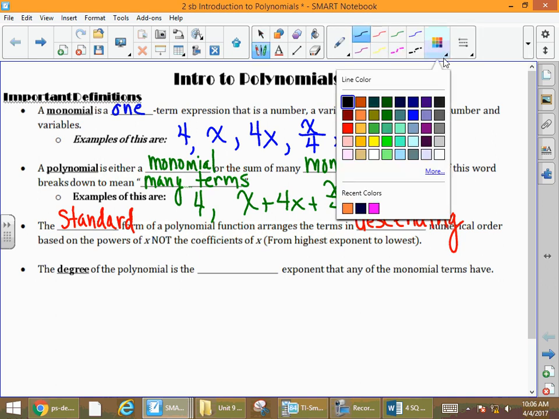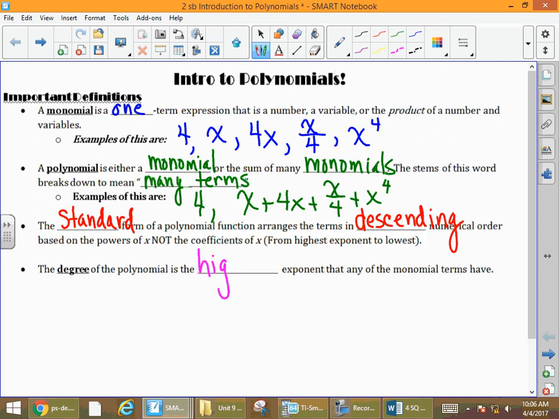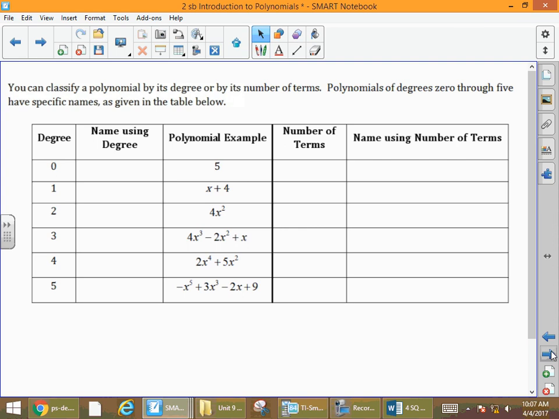And then we talked about this yesterday. The degree of the polynomial is the highest exponent that any of the monomial terms have. So if we write our polynomial in standard form, then we should be able to look at the first term and identify what our degree of our polynomial is. So what we're going to do is we're going to classify our polynomial by degree or by its number of terms. And we have special names. Polynomials degree 0 through 5 have specific names as given in the table below.